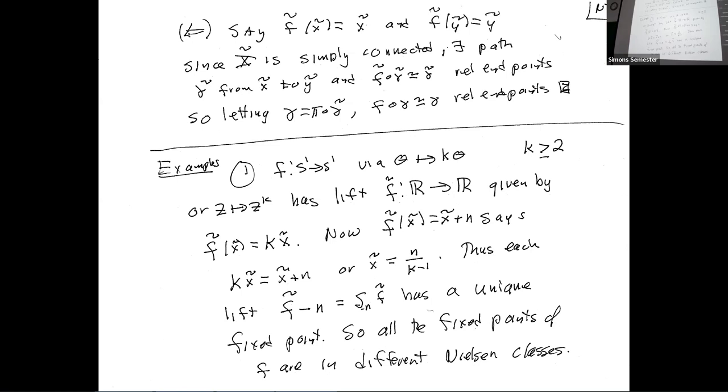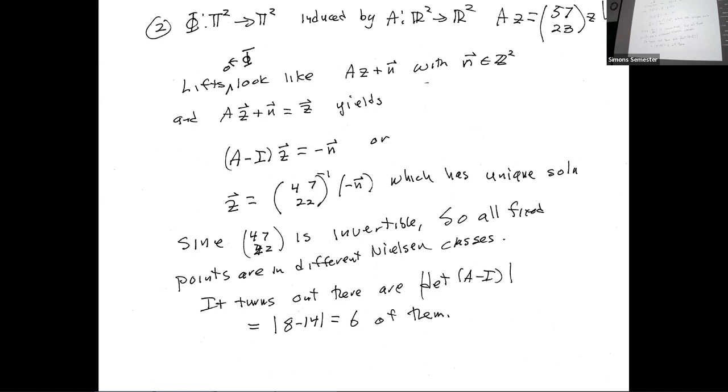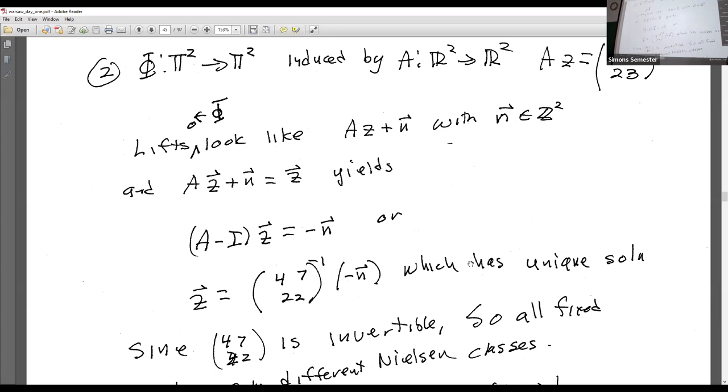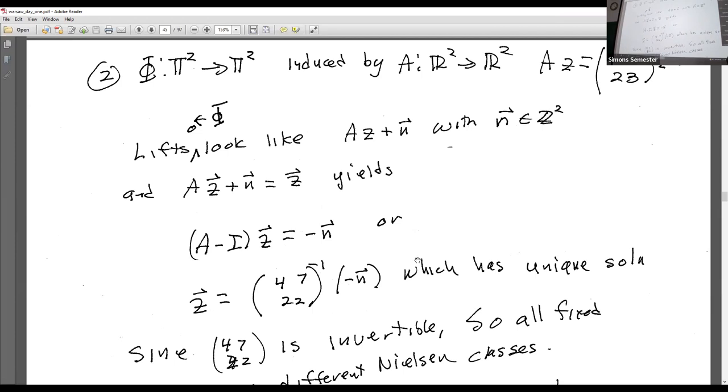Let's do the same game with the linear Anosov. You can see it there. There's the matrix 5, 7, 2, 2. And then we want to see what its fixed points look like.